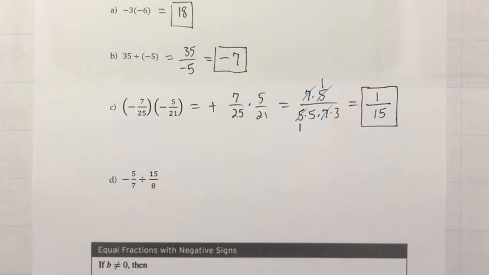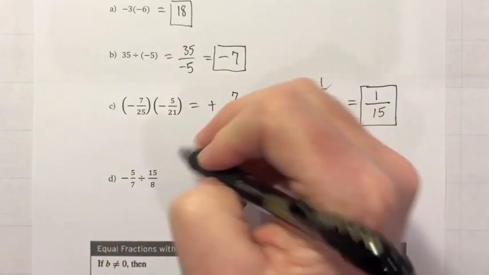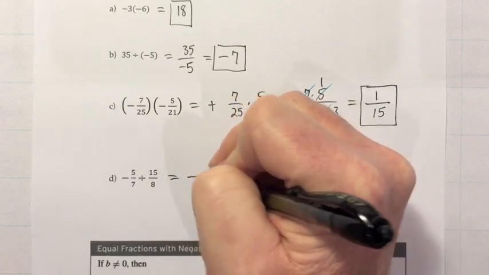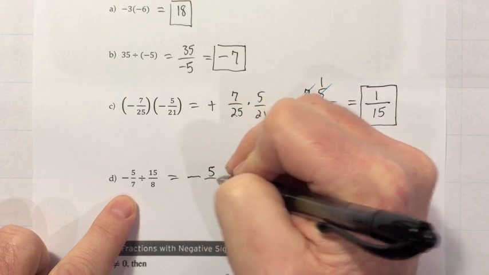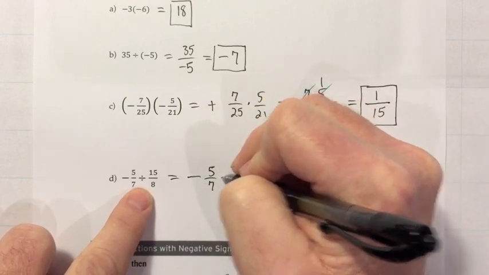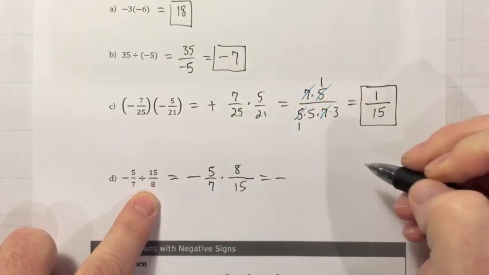All right, let's look at another one. Negative 5/7 divided by 15/8. So it's a negative divided by a positive. So that's going to work out negative. And then to divide fractions, you leave the first one alone, and then you multiply by the reciprocal of the second one. The answer is going to be negative.